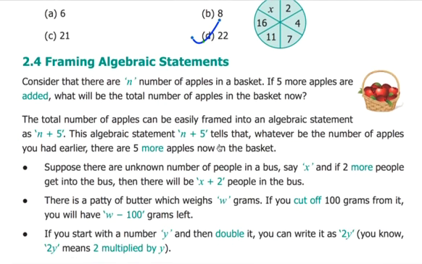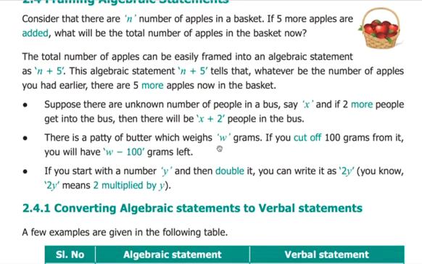Framing algebraic statements. Consider that there are n number of apples in a basket. If 5 more apples are added, what will be the total number of apples in the basket now? n plus 5. Suppose there are an unknown number of people in a bus, say x, and if 2 more people get into the bus, then there will be x plus 2 people in the bus. There is a patty of butter which weighs W grams. If you cut off 100 grams from it, you will have W minus 100 grams left. If you start with a number y and then double it, you can write it as 2y.